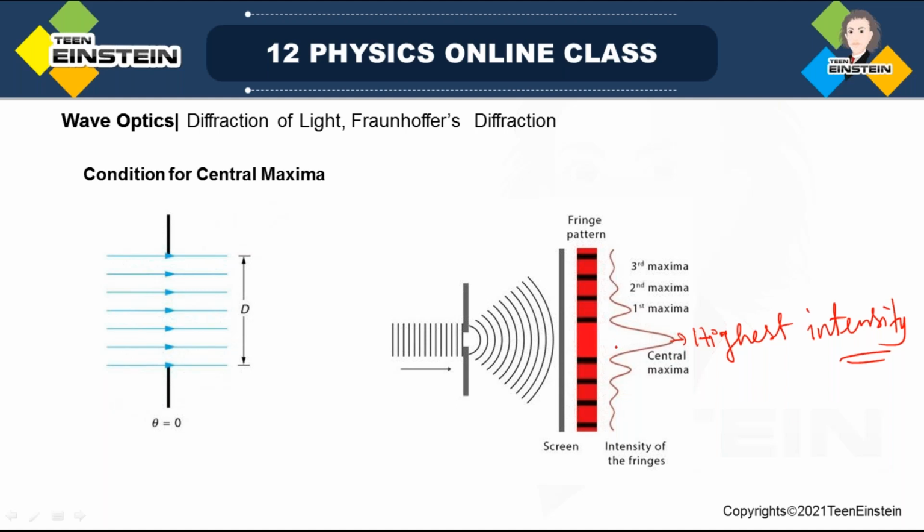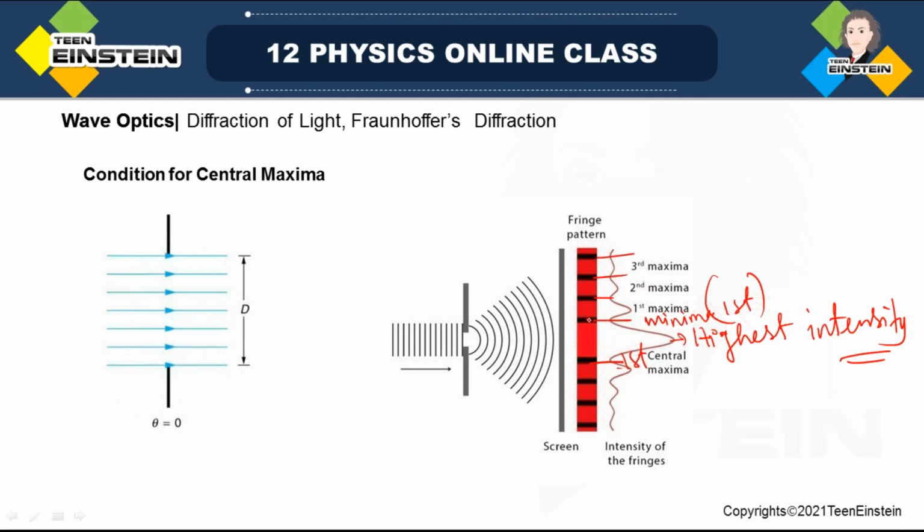Now we'll see where the first minima would happen. These are the minima. On either side there will be dark and bright regions. Dark regions are called minima. So this is the first minima, here in this direction. Then it will be second minima, third minima, fourth minima.